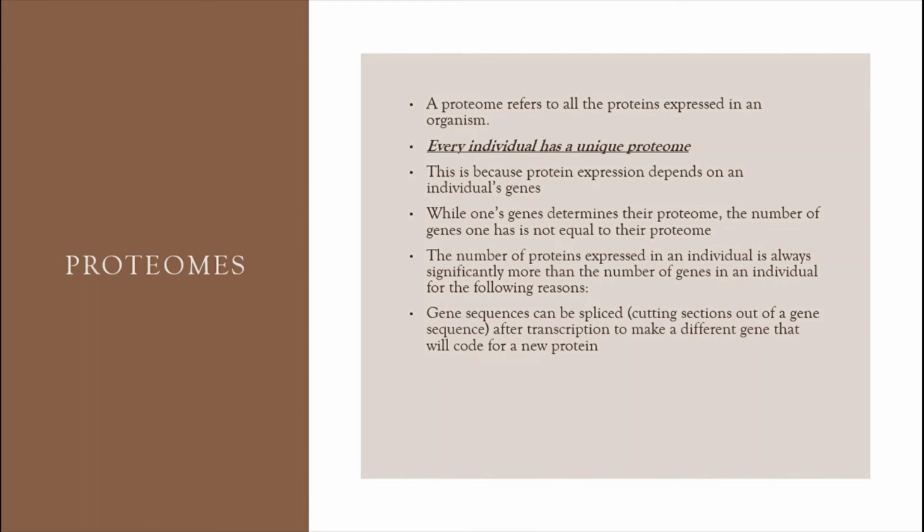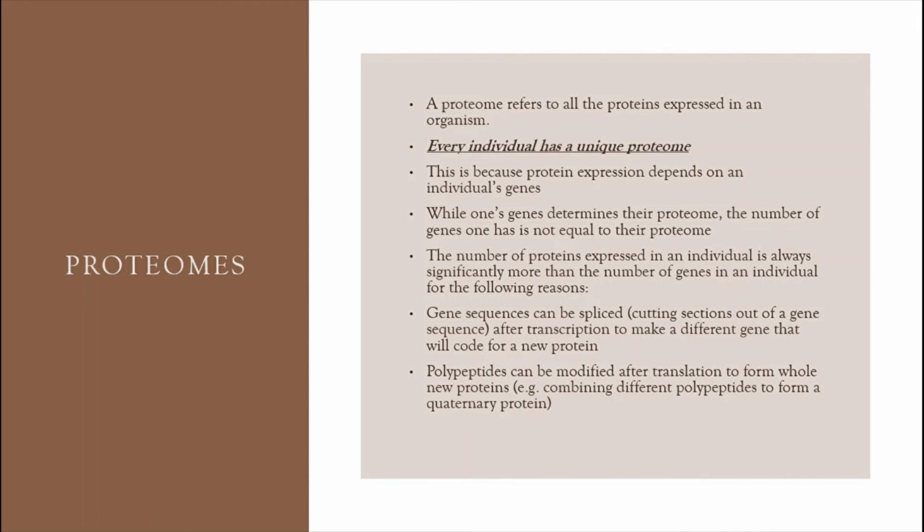So we might have a specific gene that codes for the production of one protein. However, if we edit that gene a little bit by splicing and cutting out different sections of it, we end up with a new gene that's going to code for a new protein. And so we see there that this is a contributing factor to why the number of proteins expressed in an individual is actually more than the number of genes that we have. It's because we can do a lot of editing to genes to make that gene produce more than one protein.